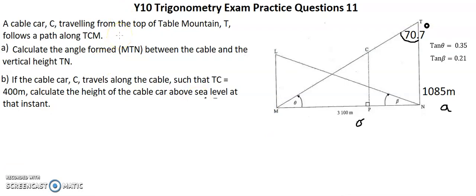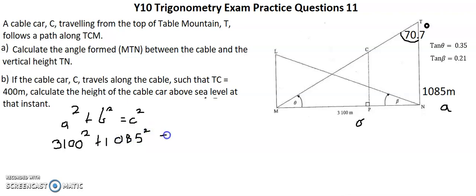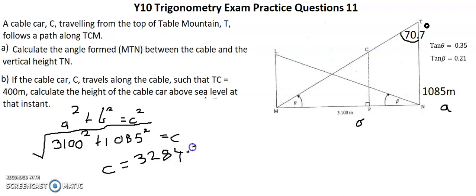So to start off, I can use either my ratios or I can use Pythagoras' theorem. I'm going to use Pythagoras' theorem here. So I've got a squared plus b squared equals c squared. So that means I've got 3,100 squared plus 1,085 squared is equal to c squared. To get c by itself, I would square root both sides. That gives me my c value of 3,284.39.